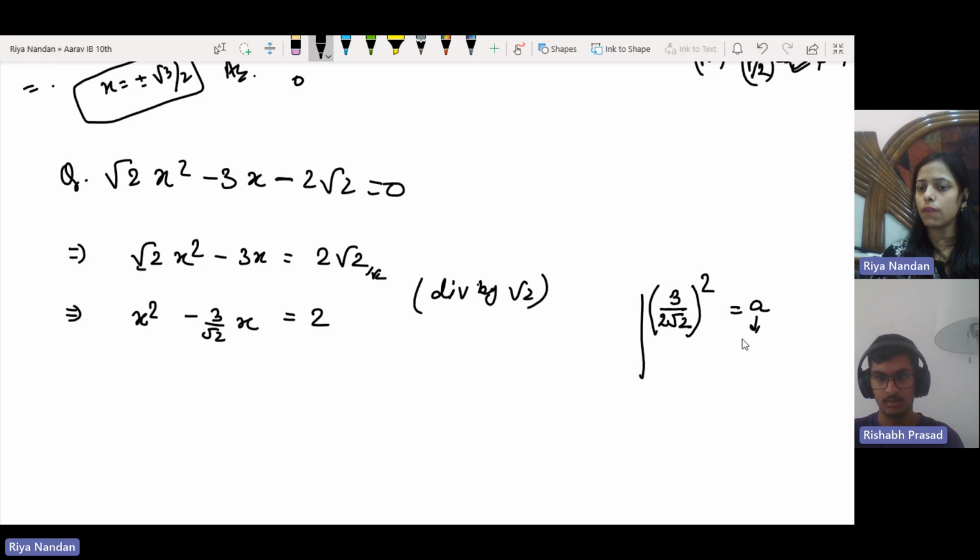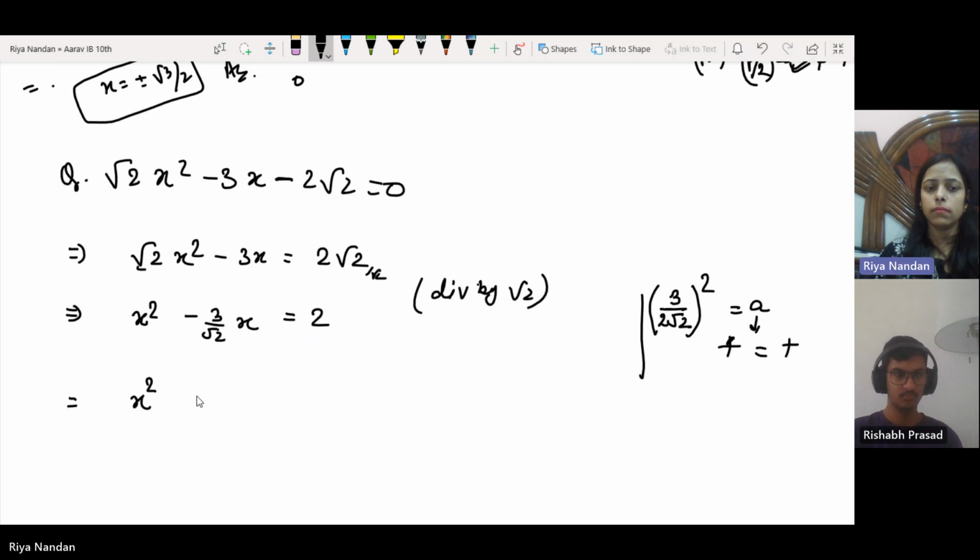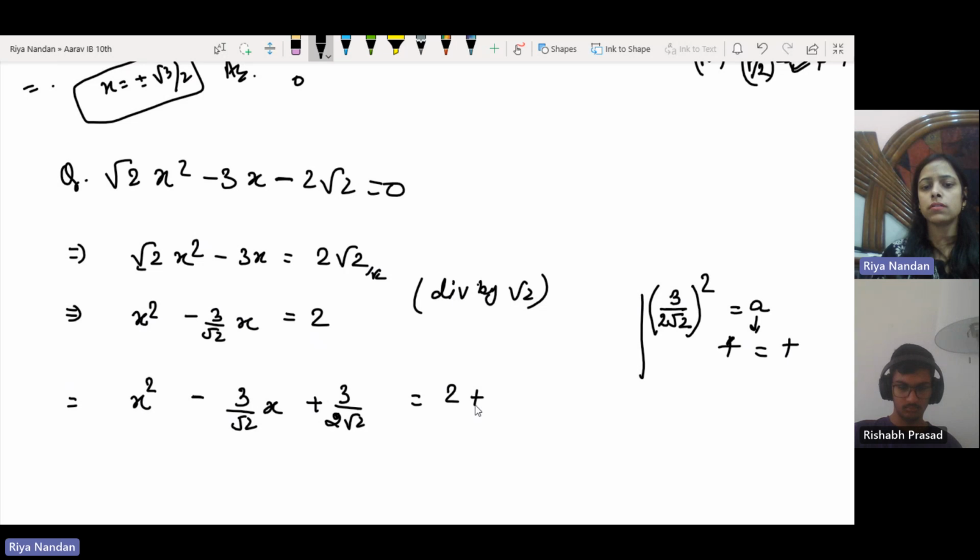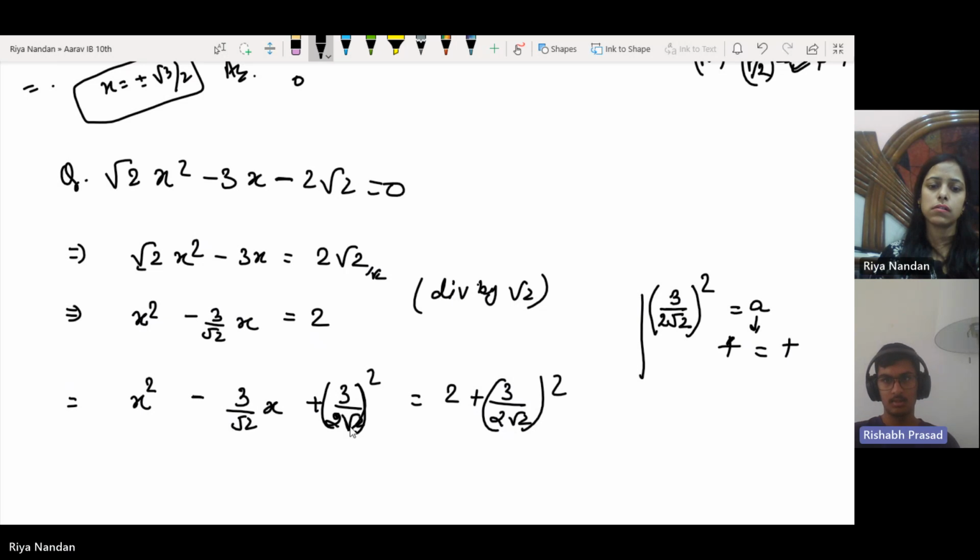So this we have to add. This we have to add to both sides, right? So the next step would be x square minus 3 root 2x plus 3 by 2 root 2 is equal to 2 plus 3 by 2 root 2. Clear? Done? Clear up to this?